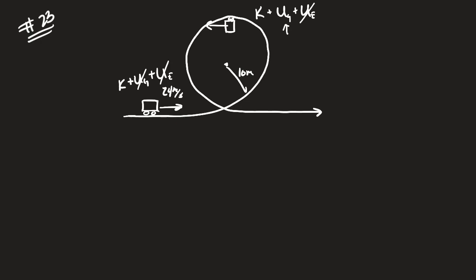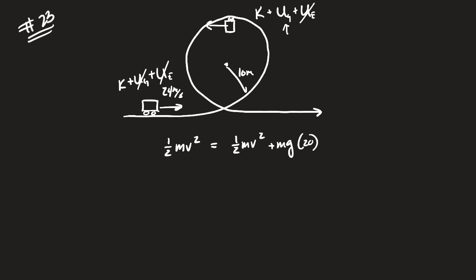The height above the ground when they're at the top of the loop is what height? 20 meters. Great. So 1/2 mv squared at the bottom of the loop has to equal 1/2 mv squared plus mgh at the top of the loop.